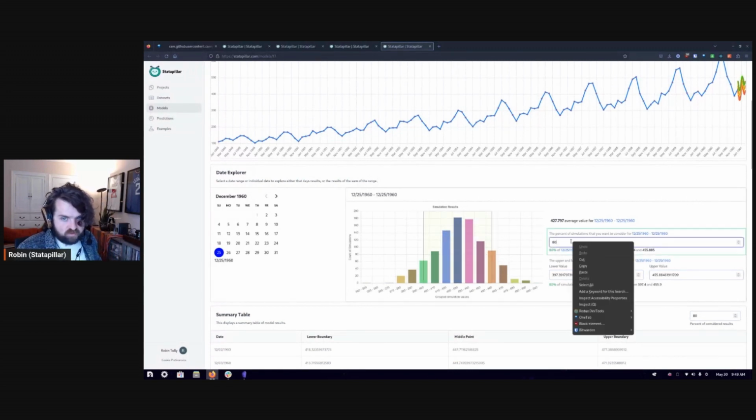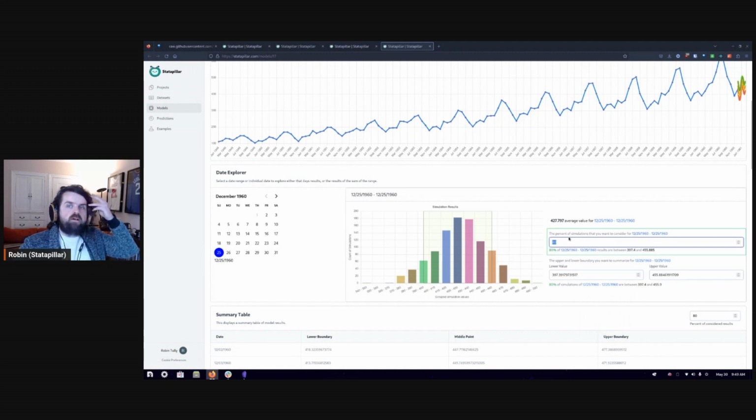We can narrow this in by saying, okay, I want a very narrow prediction. I want to say what's the most likely 20%. Let's just look at that slim portion. So the most likely 20% of our simulation results are between 422 and 432.